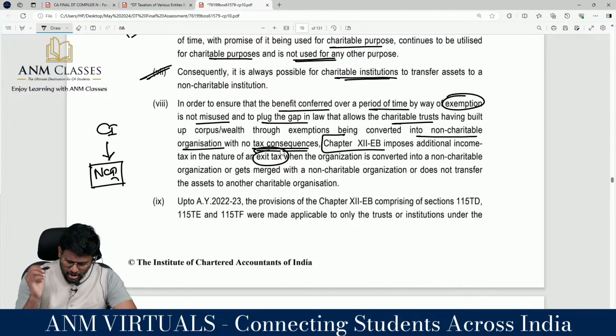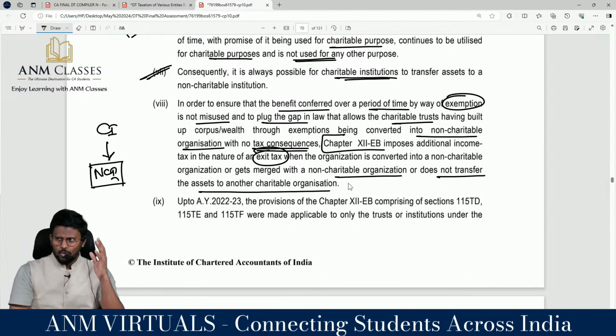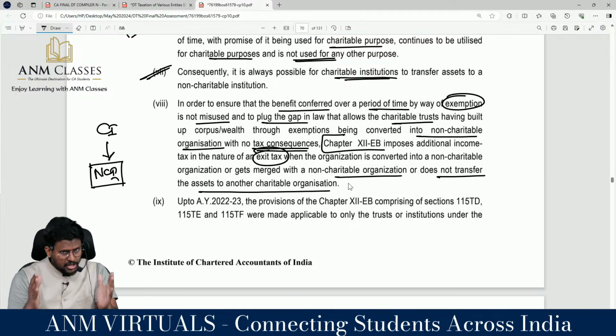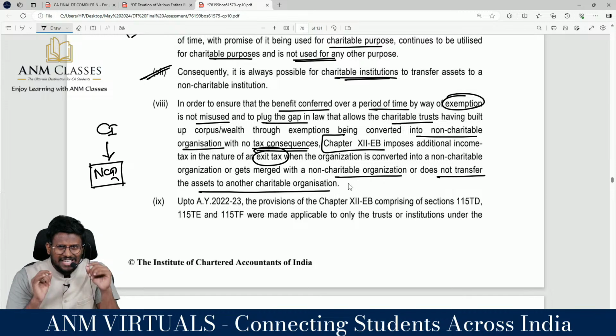This applies when the organization is converted into a non-charitable organization, or merges with a non-charitable organization, or does not transfer the asset to another charitable organization. So after you start a charitable organization, if you claim any exemption stipulated under section 11, 12 or 10(23C) series, and then you change the form or merge with another entity that is not a charitable entity, you are liable to pay a tax called exit tax.